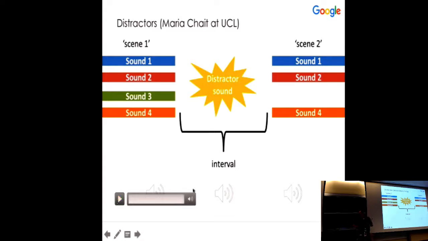So those are the same. No distractor, or very minimal distractor. There's different. And then is this the same or different?